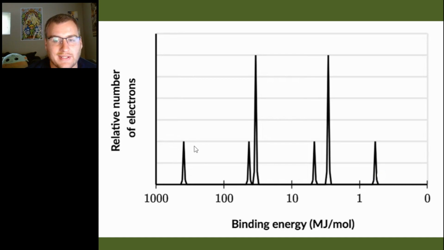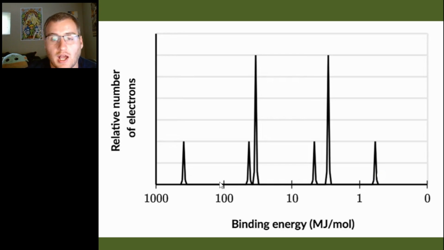This first peak has 2 electrons. This peak has 2 electrons. This peak has 6 electrons. This one has 2. This one has 6. This one has 2. If that pattern feels familiar, it's because it is. These are just the electron configurations in graphic form. The ones down here are binding energy. The ones on the left have a really high binding energy.